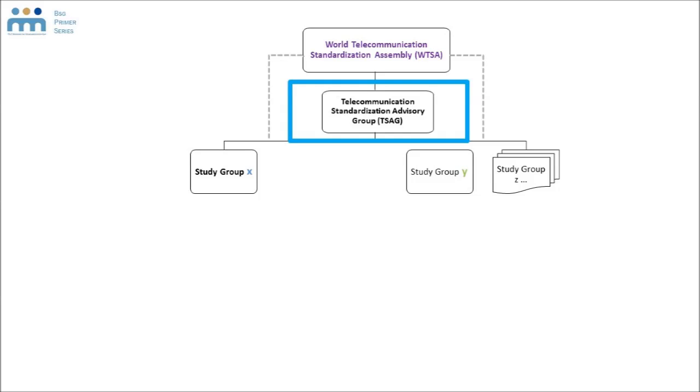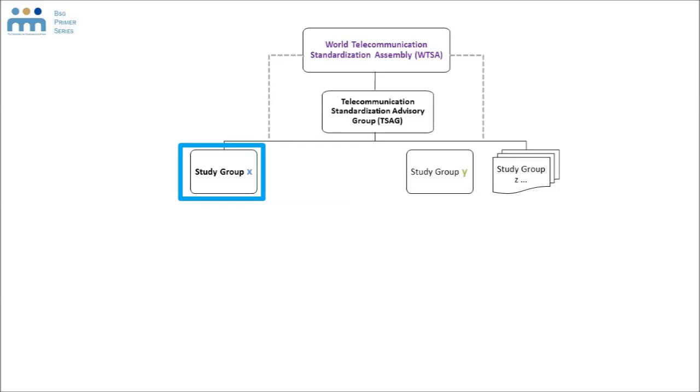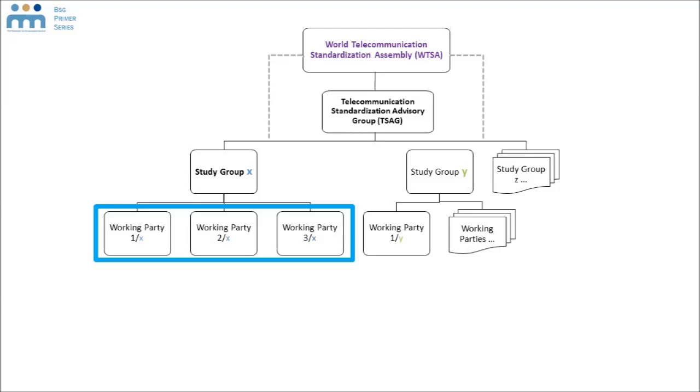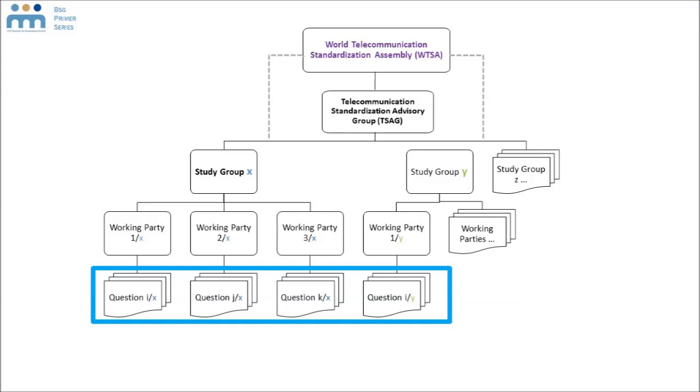In terms of how study groups are structured, each SG has a number of working parties. A working party, a WP, can meet during a study group meeting, but it can also meet on its own as a standalone working party. Like a study group, a working party is led by a working party chairman. Now, each working party covers a subset of questions that were assigned to the study group.